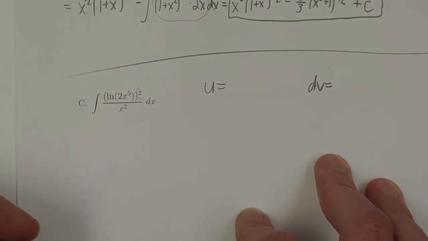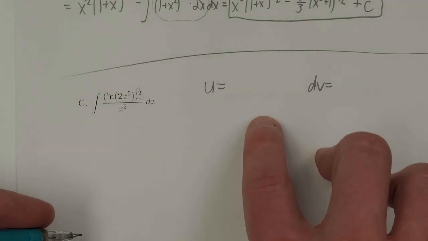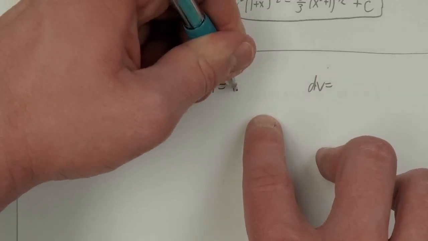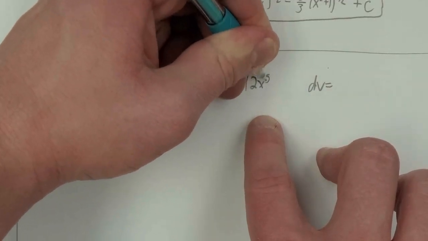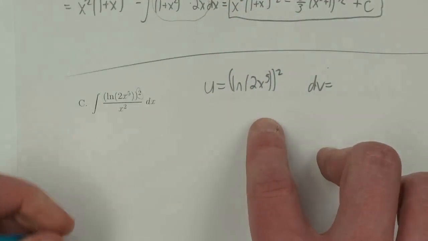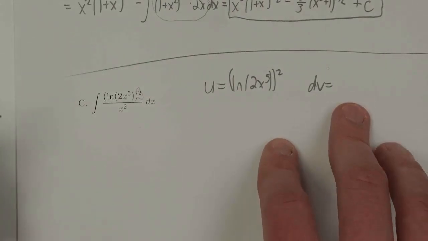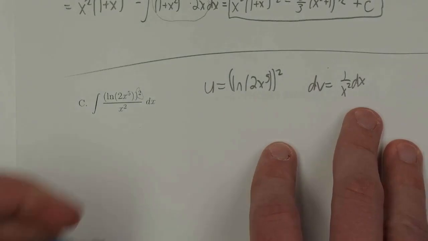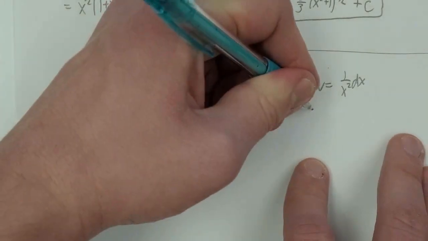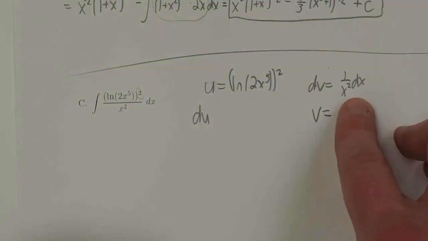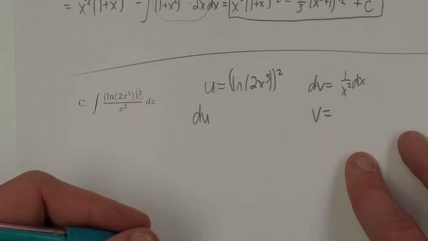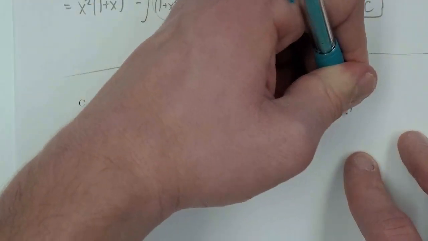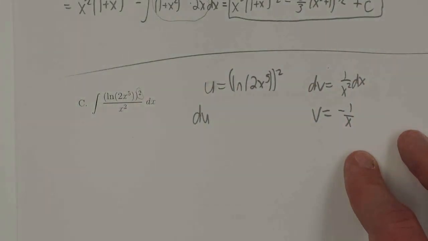Yeah, we're going to need the squared, right? In this case, we will actually need it here. So we have u equal to natural log of 2x to the 5th, quantity squared. So that way dv becomes everything else, namely 1 over x squared dx. Well, v is just the antiderivative of 1 over x squared, and you should be able to see pretty quickly that this is just negative 1 over x. Nothing too crazy with that.